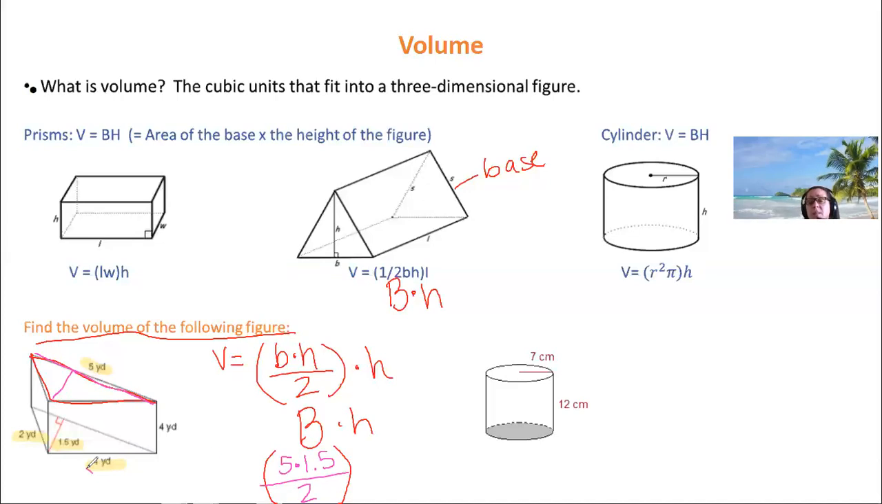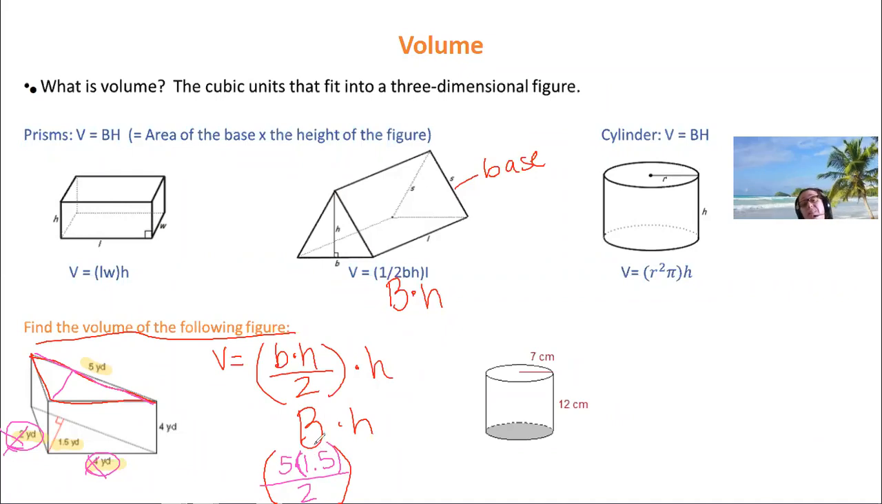What do we do with these other values on the triangle, the 4 and the 2? Do we need those? No, we don't need them. You're right. Don't need them. We're done. We're good. Okay, so we've got 1.5 as our height.